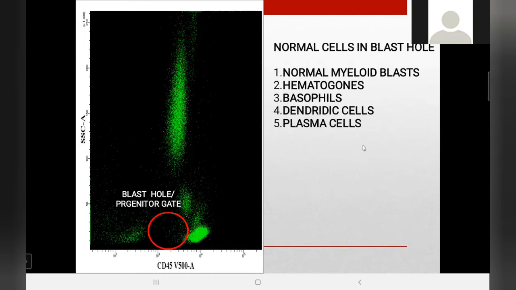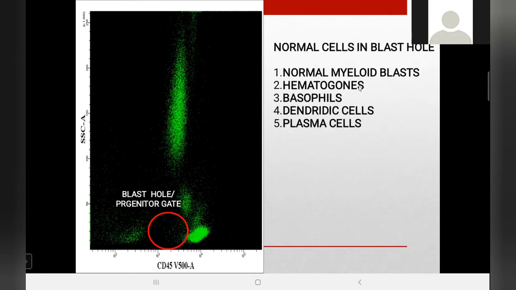They are normal. Okay, so I will give you a list of cells which are present in the dim 45 region in a bone marrow of a normal patient. All right. Now let us look at this. So you have the normal myeloid blast, because you know there are myeloid blasts which give rise to the mature neutrophils eventually. They are present in the normal marrow.